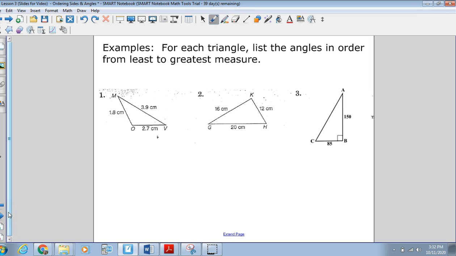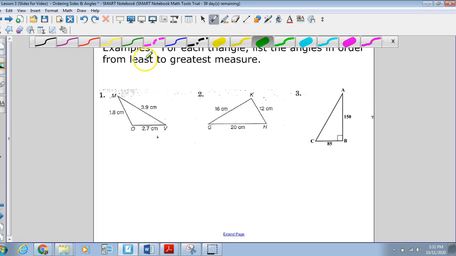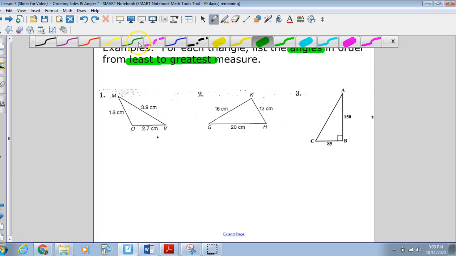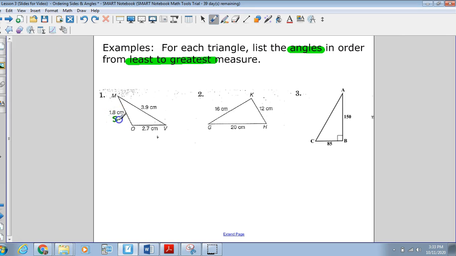Okay, let's do a few more examples. So this is for each triangle, list the angles in order from least to greatest. Always make sure that you're paying attention to whether it asks you to list from least to greatest or greatest to least. This says we want to list the angles from least to greatest. So we know information about the sides. So let's label over here in this one. We've got a 1.8, a 2.7, and 3.9. So 1.8 is our small, and 2.7 is our medium, and 3.9 is large.